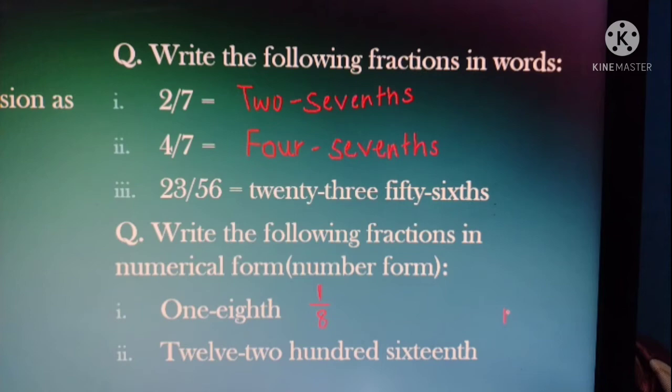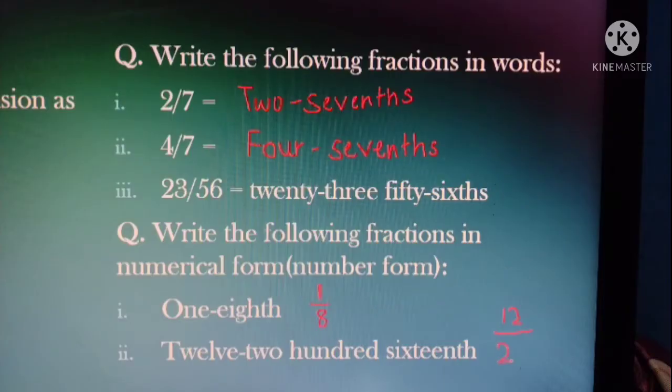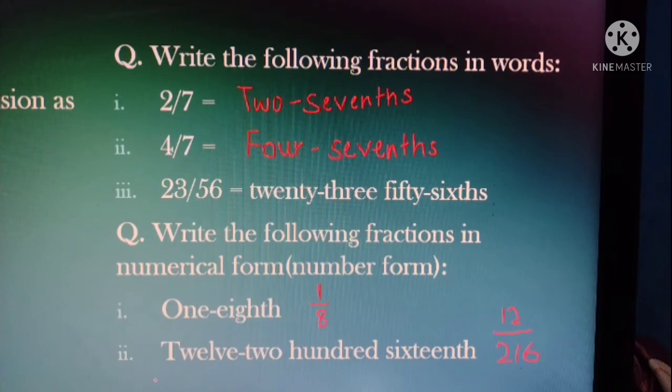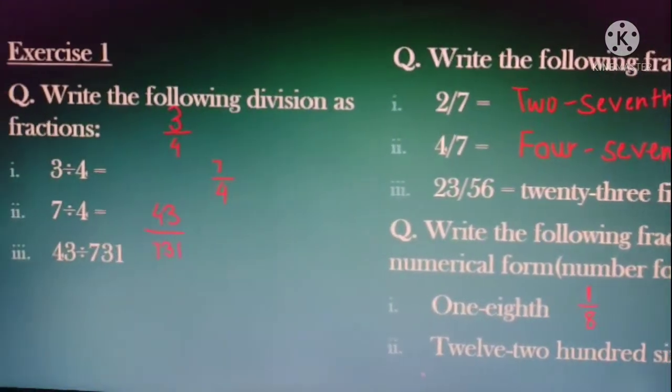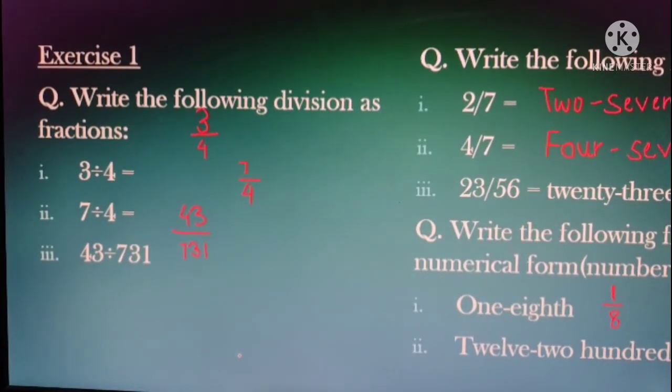Now in the next one you can see 12. That means it is the numerator. And one hyphen is there. That means division line. 216th. So cardinal of 216th is 216. Okay. So now let's move on to our next question of this exercise.